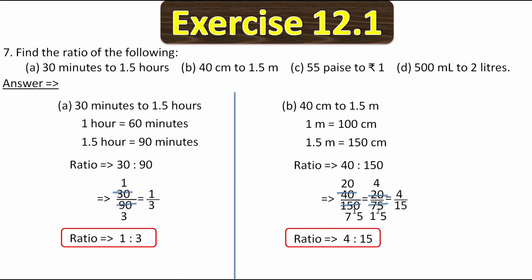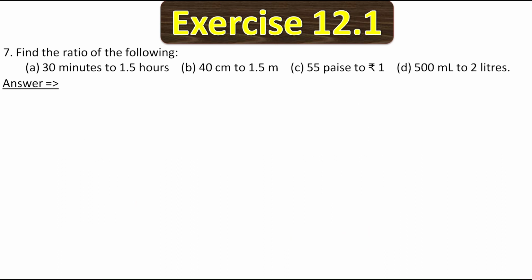Now let's move to the next one, that is C1. Here we have 55 paise to rupees 1. Now we all know 1 rupee is equal to 100 paise, right? So 1 rupee is equal to 100 paise and we have one more number in paise only. So we can directly make it in ratio, that is 55:100.